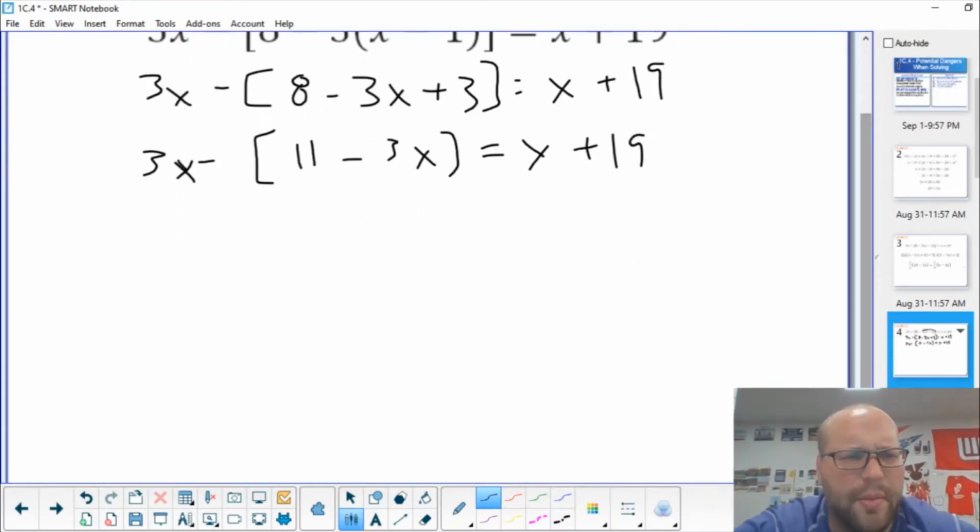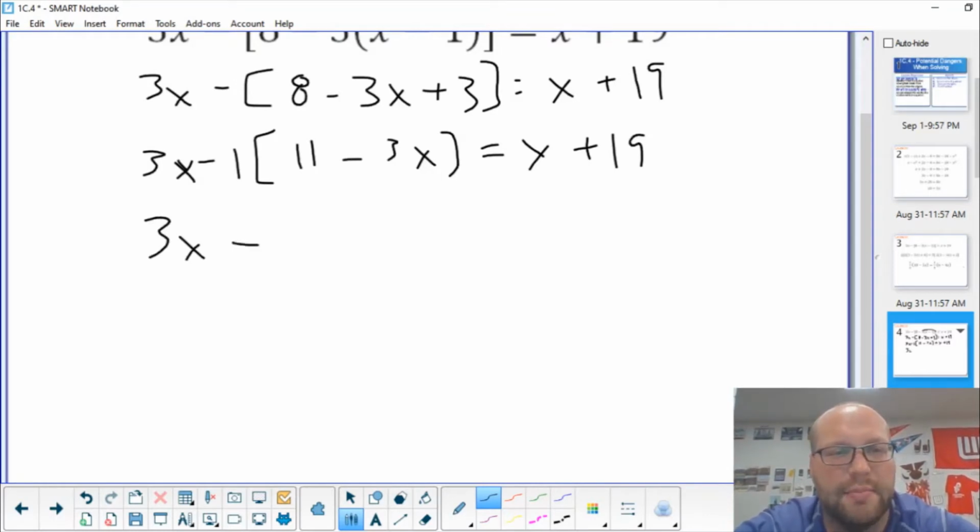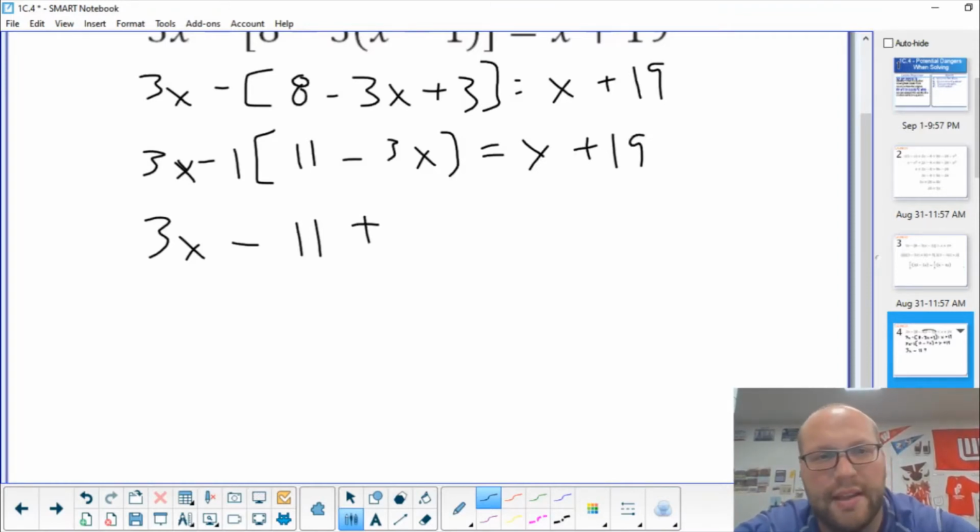Again, there's a couple ways to think about this. I think about distributing a -1 or just subtracting everything in the brackets. Either way you think of it, if you subtract everything in the brackets, it's -11. If you distribute a -1, it's -11. So either way, you get the same result. And then subtracting a -3 or distributing a negative to a negative is positive. So we get this. And plus 19.